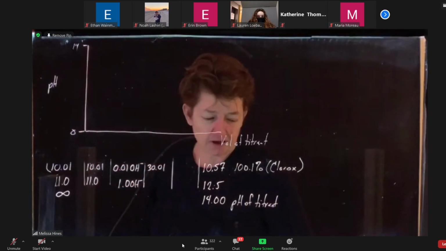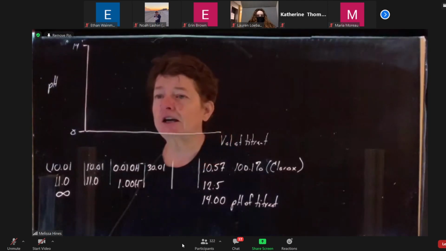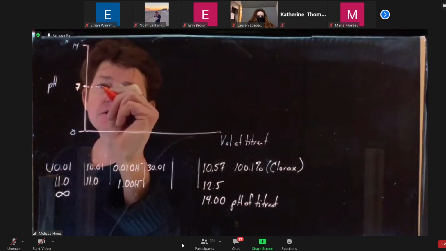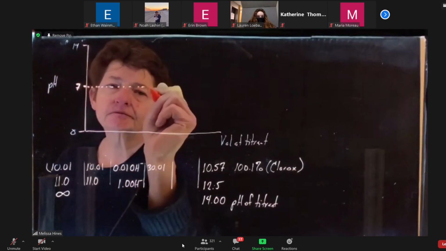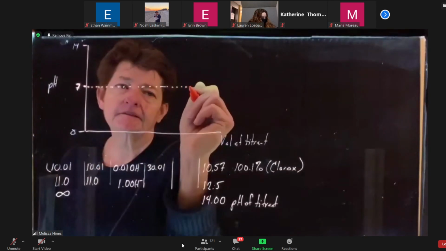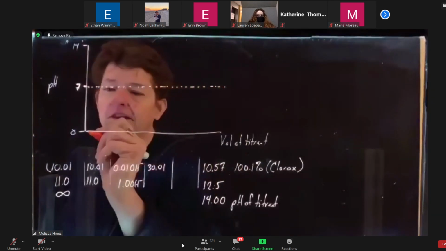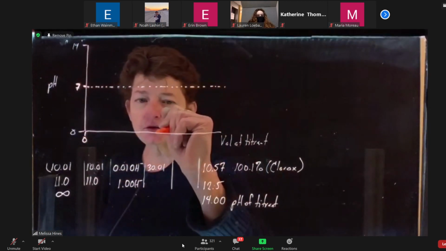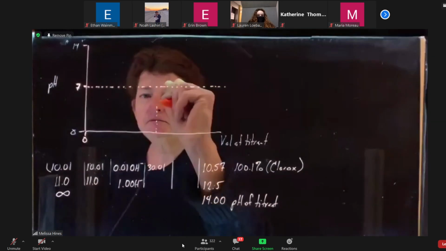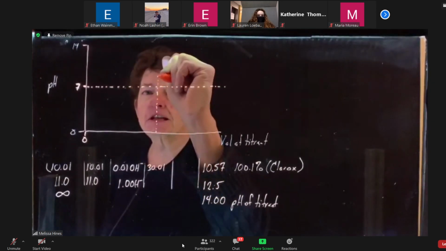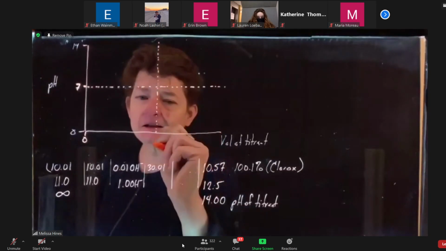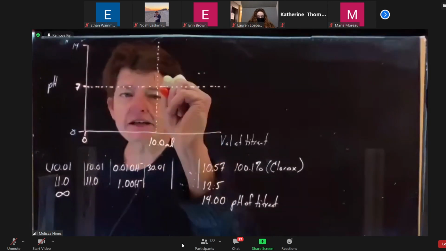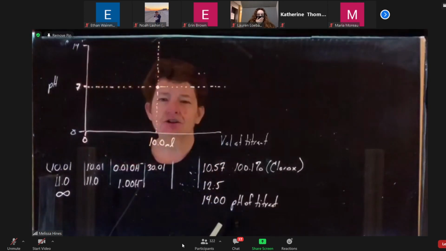Okay, so what I want to do now is draw some guidelines. The important guideline for the vertical axis is going to be at 7. And then for the x-axis, we will start at 0, and the important point is going to be the neutralization point. The neutralization point, remember, we calculated was going to be at 10 milliliters for this problem. Okay, so at neutralization, we know that we are at a pH of 7.